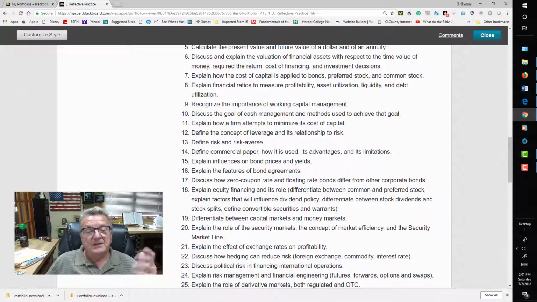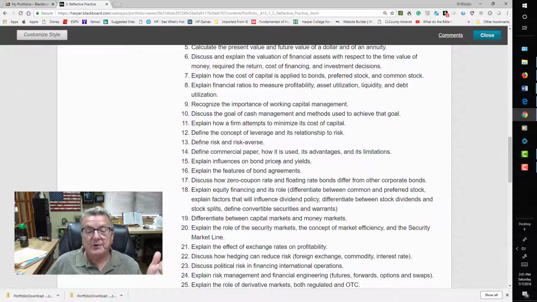Okay, define risk and risk aversion. Risk is a probability. That's why you have to learn statistics and probability. What's the probability that this will happen? In business, if I have a 60% probability, most likely I'll go with that project. Okay, define commercial paper and how it's used. Commercial paper is basically like IOUs, either I sell it or loans I could get back.